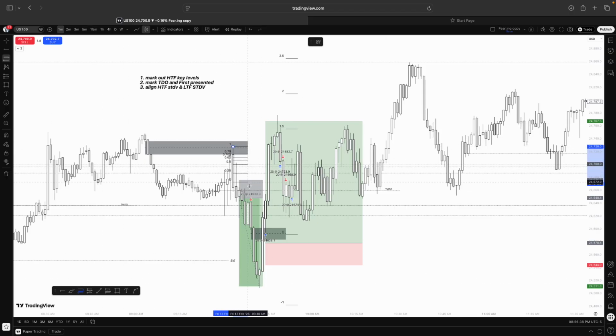So from the high all the way to the manipulation leg low, right? What does price do? It bounces, not bounces off, excuse me. It taps the standard deviation level. Then what does it do? Distribute lower. Obviously, we got this entry right here.